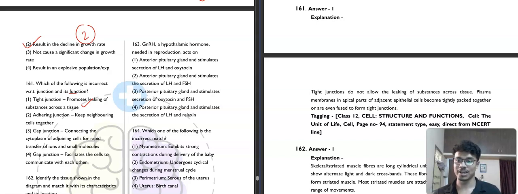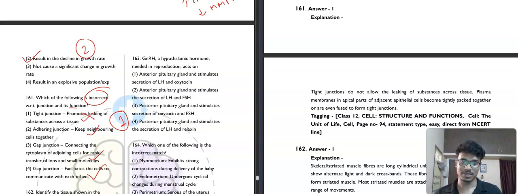The adhering junction keeps neighboring cells together. Correct. Gap junction connects the cytoplasm of adjoining cells for rapid transfer of ions or small molecules. Gap junction facilitates the cells to communicate with each other. So the incorrect one is the first option. You can see that "promotes leaking of substances across a tissue" is not the function of tight junction. First option will be the correct answer.